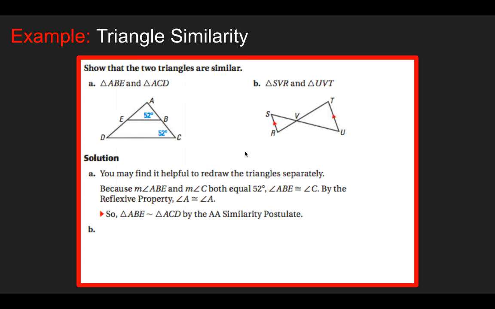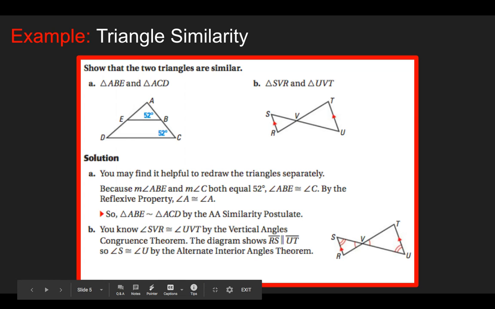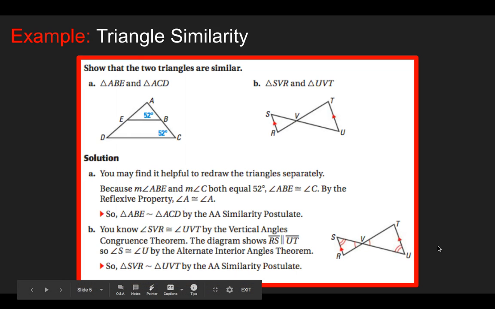And again, when we have parallel lines, we look for that Z so that we can find alternate interior angles. And we find that angle RSV has to be congruent to angle VUT by alternate interior angles. Again, looking for that Z shape in order to be able to find those alternate interior angles. And now we have two pairs of angles that are congruent to each other, SVR and UVT, and RSV and TUV. Therefore, the two triangles have to be similar by angle-angle. I said congruent and I meant similar.